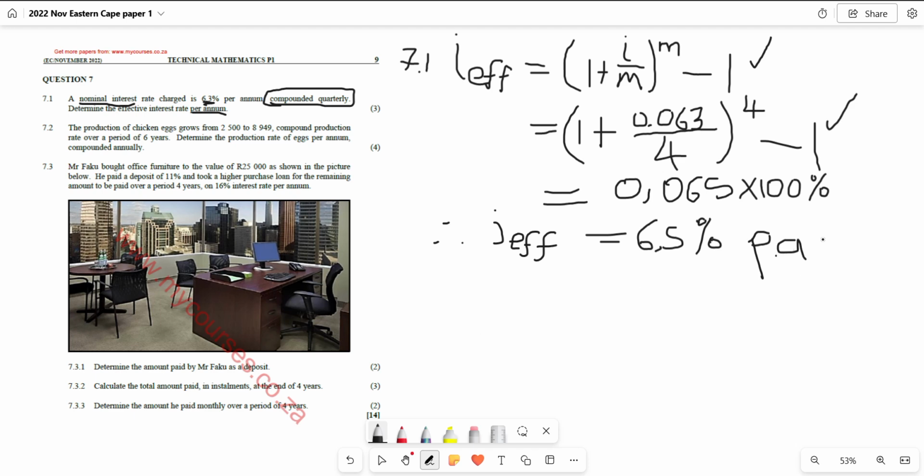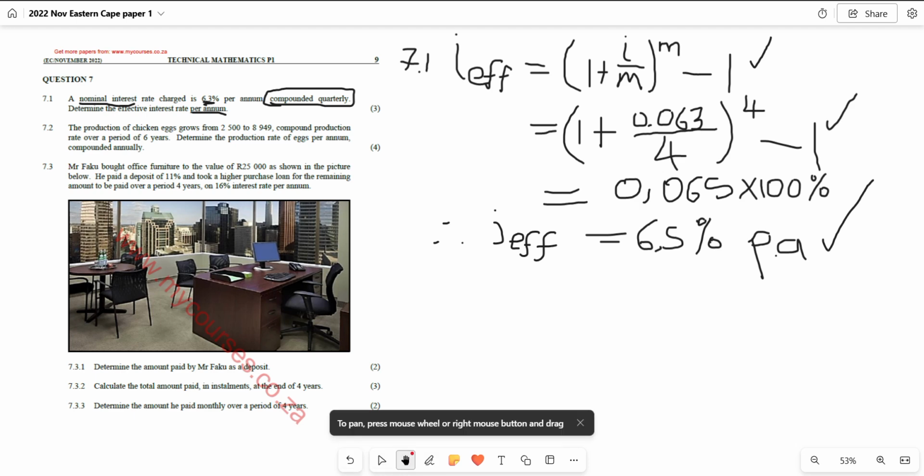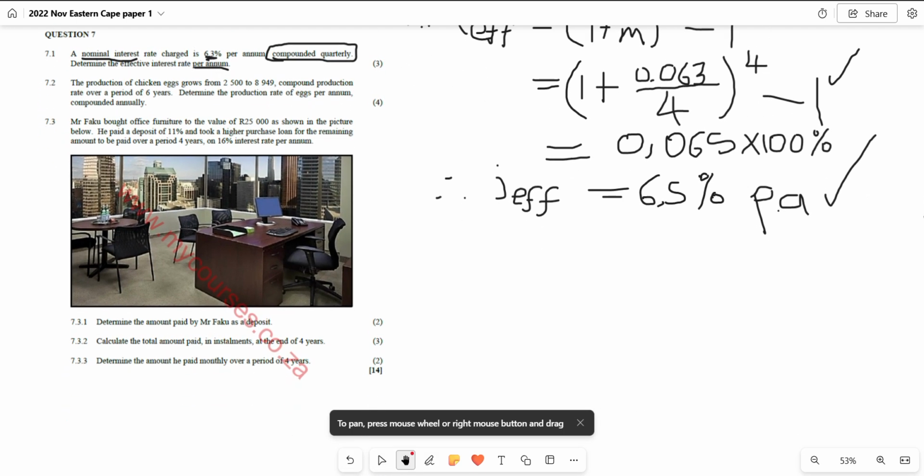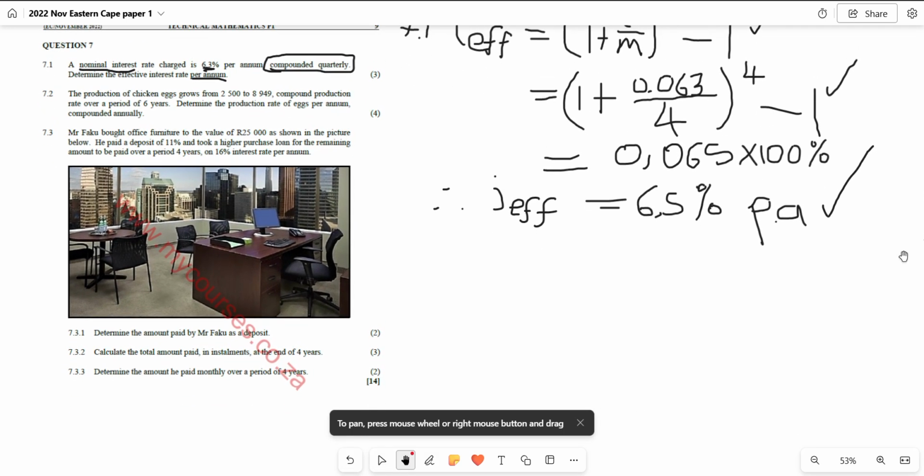Then the last mark is for the I effective. Then the mark allocation will be 3 marks there. That is 7.1. 3 marks given for Mahala there. Then we still proceed with other questions.